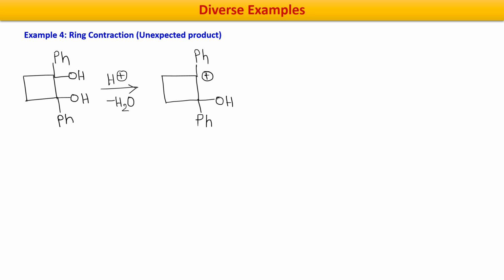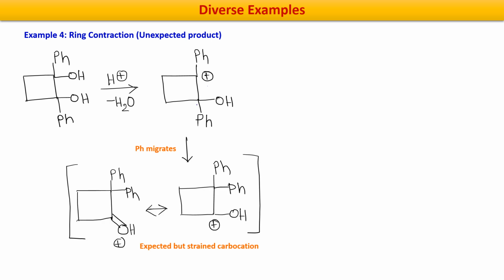Let's see. Now the substrate is a symmetric molecule, no problem. And here one of the OH you will protonate, and you will get this type of carbocation, right? Now two things can happen. See, if you are simply migrating the pH, this lone pair will be pushing this electron, and pH will be migrating. When pH is migrating, the positive charge will be generated at this position. So first you can draw this structure, and after resonance, see, this is the carbocation. This carbocation is expected, but it is a strained carbocation.